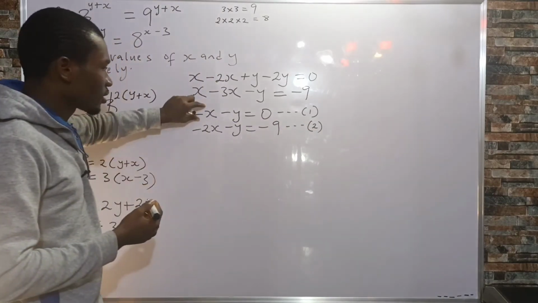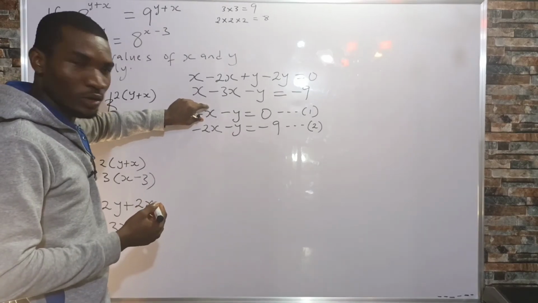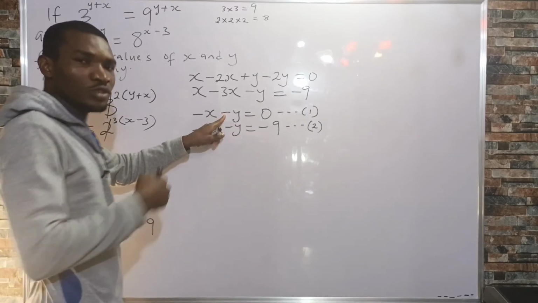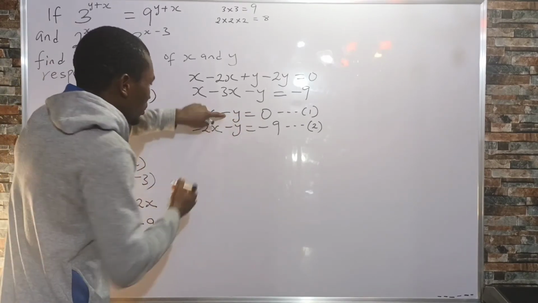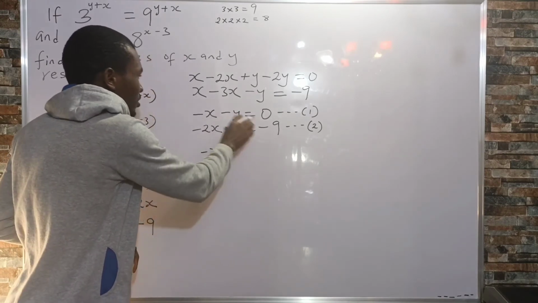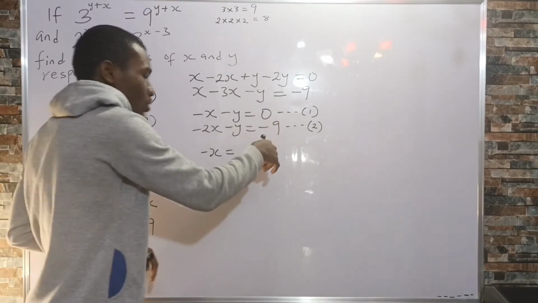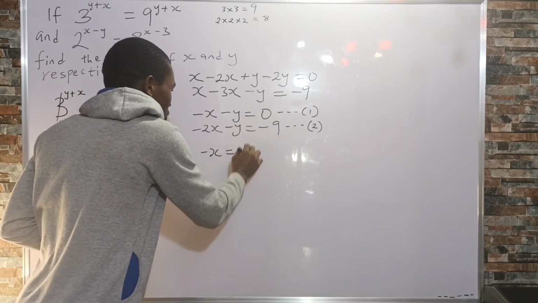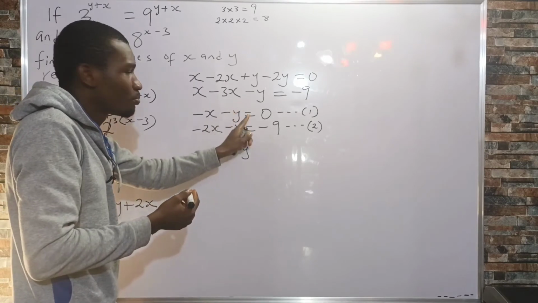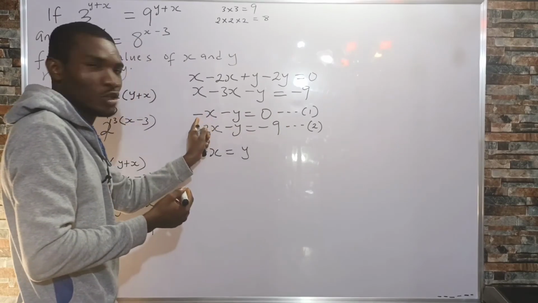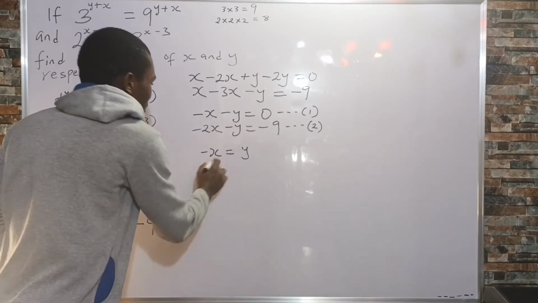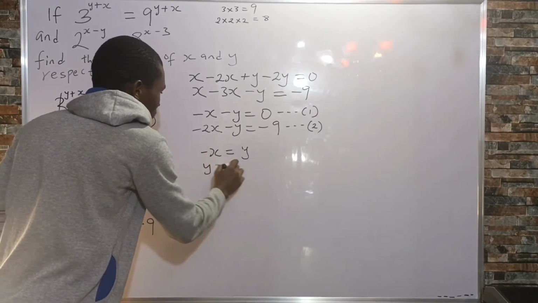Then I want to make y the subject of equation 1. I will then have that negative x is equal to, when I take this negative y to the other side of the equation, that is the right hand side, it will change to positive y. I could as well say add y to both sides of the equation. Then I will still have this.